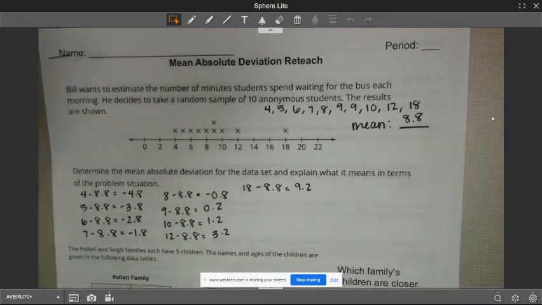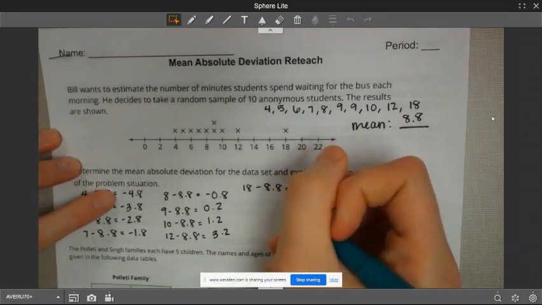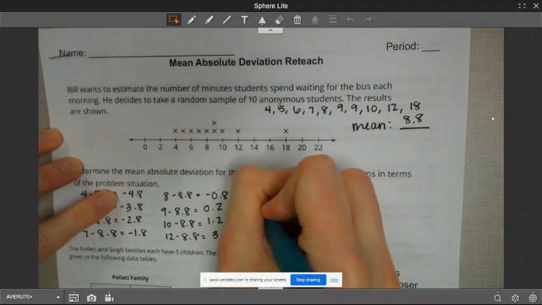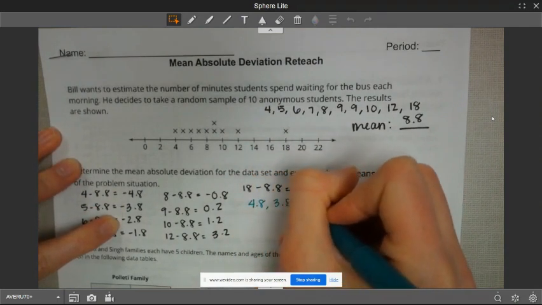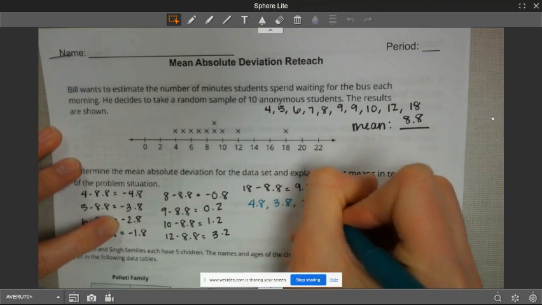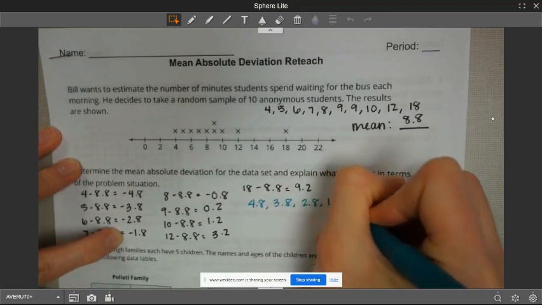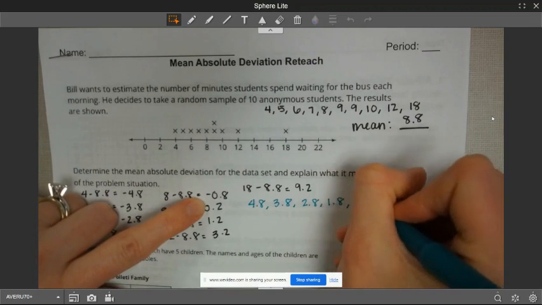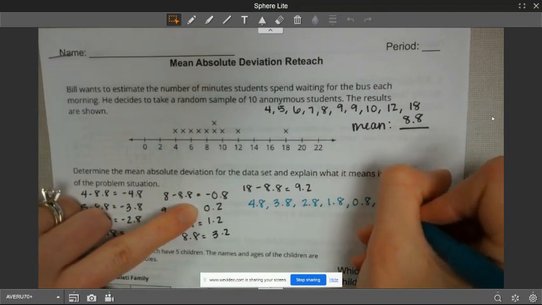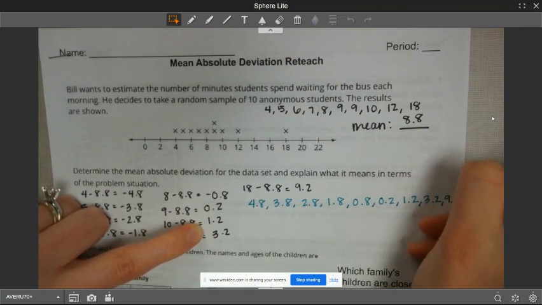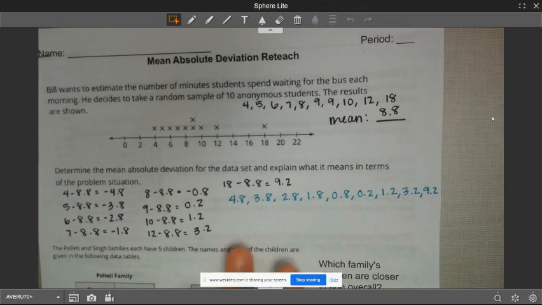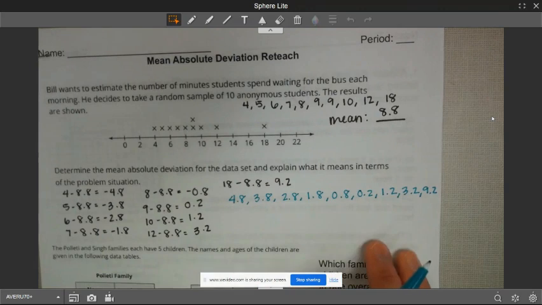All right, the next step for mean absolute deviation is I need to make all of the values that I just got, all of the deviations, positive. So I'm going to change negative 4.8 to positive 4.8. Negative 3.8 becomes 3.8. Negative 2.8 is going to become positive 2.8. Negative 1.8 is just going to become 1.8. Negative 0.8 is just going to become 0.8. And then all of the rest were positive, so I'm going to leave them as they were. Okay, I now have the absolute value of all of the deviations.